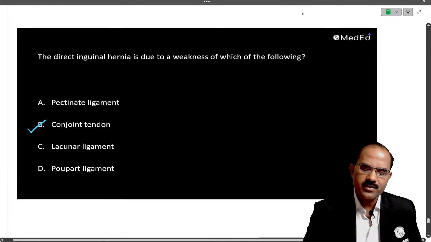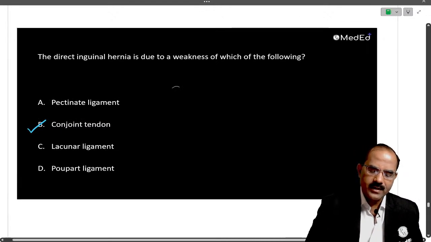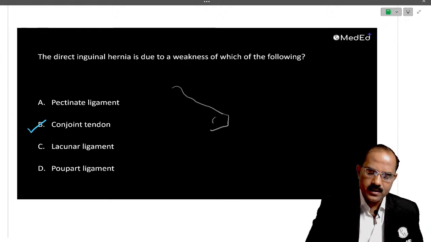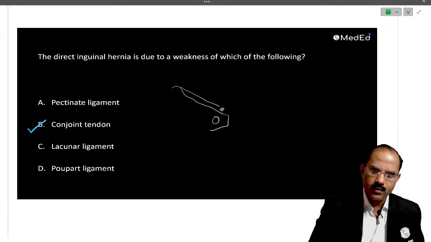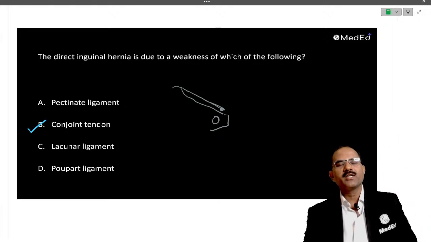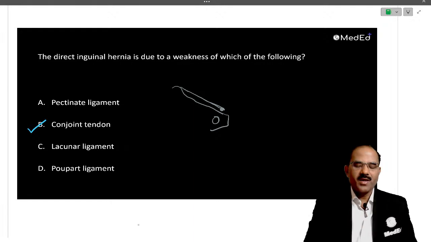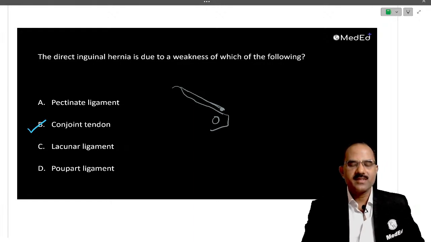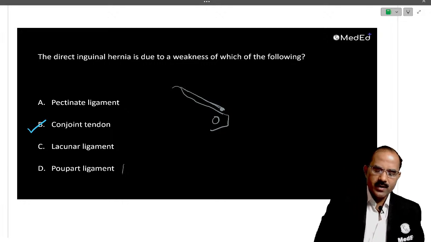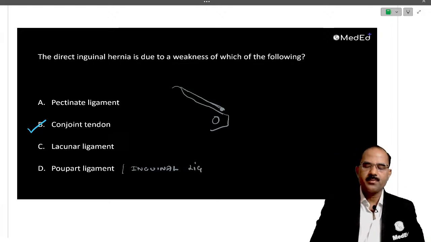I'll draw something else for you. Just have a look at this. That's the anterior superior iliac spine. That's the pubic symphysis. This is the obturator foramen. That's the pubic tubercle. Can anyone tell me what this is, extending from the anterior superior iliac spine to the pubic tubercle? This is the inguinal ligament. The inguinal ligament is also known as Poupart's ligament.